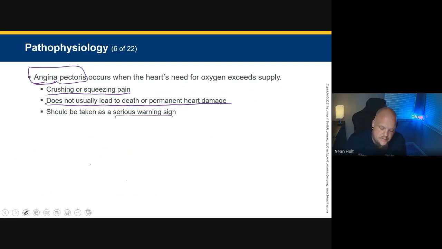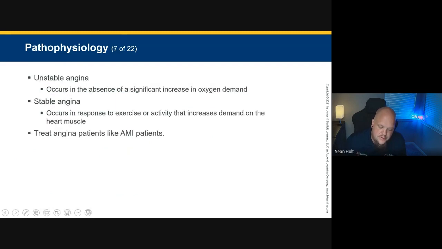All right, so there are different types of angina. There's unstable angina. This occurs without exertion. So if you're asking somebody their OPQRST questions, what was the onset? What time was it? And what were the events leading up to it? Or is it constant?